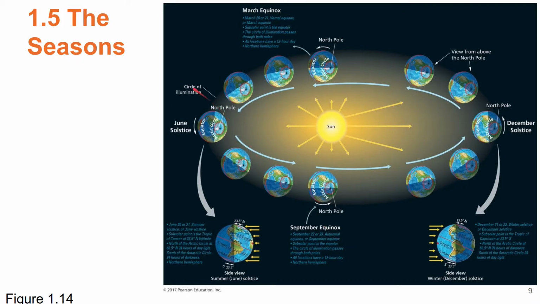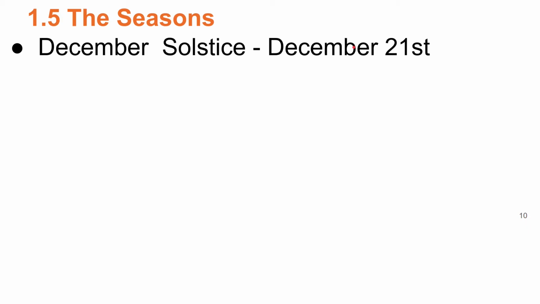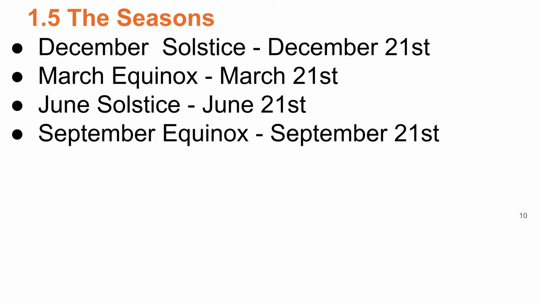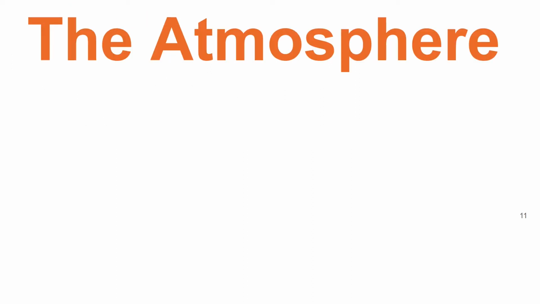Here's another diagram showing the march of the seasons, just to reinforce again. It's every 3 months: solstice, equinox, solstice, equinox. There are those dates to remember. Solstice, equinox, solstice, equinox.